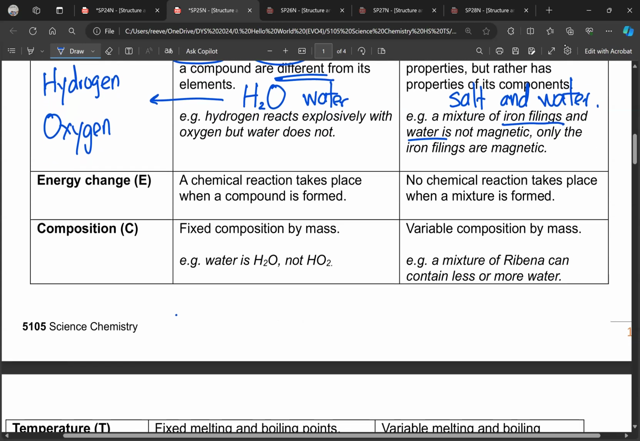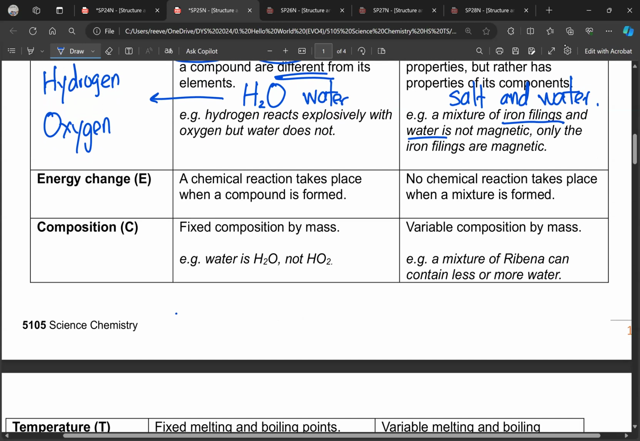Okay, the next one, E. E stands for energy change. This one, I got talk about it lah. To form a compound, you need a lot of energy. There's a lot of energy involved. You need a chemical reaction, go through electricity and whatnot, a lot of heating. There's a lot of heat, a lot of energy change involved when you want to form a compound.